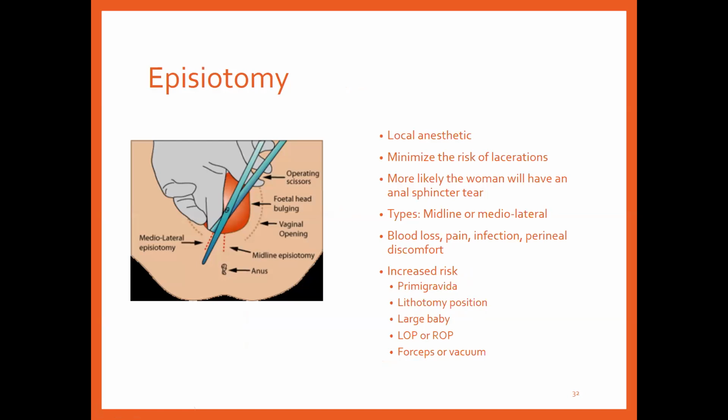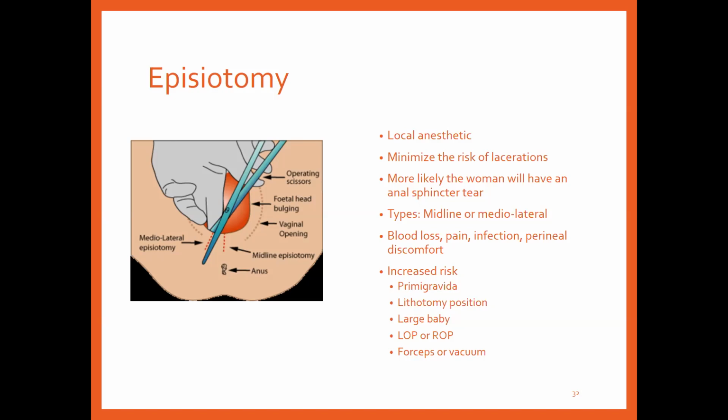Episiotomy. So episiotomy is a surgical incision of the perineal body to enlarge the outlet. So a lot of times we give a local anesthetic. We minimize the risk of lacerations. It's more likely the woman will have an anal sphincter tear if we don't do it.